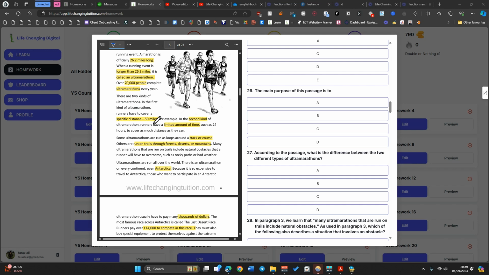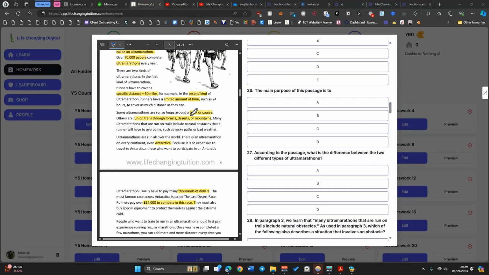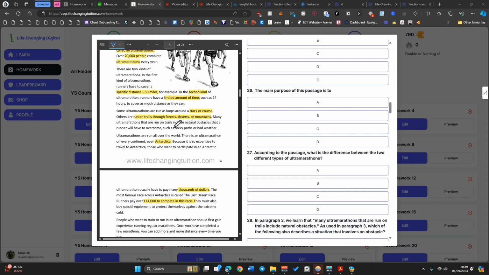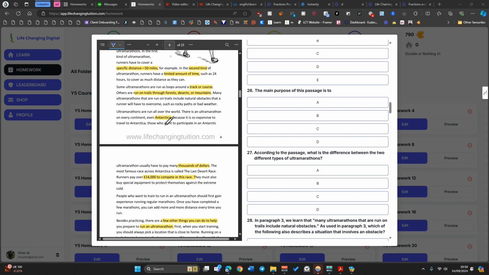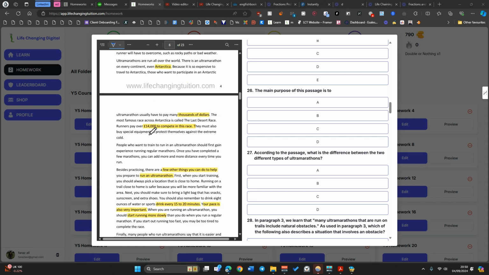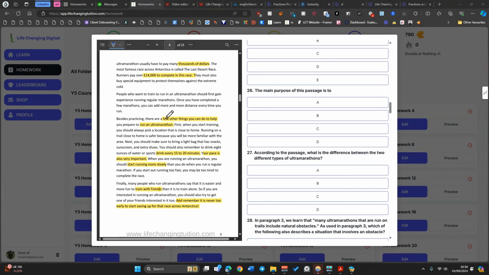There's a specific distance type, which is 50 miles long, for example, or a limited amount of time marathon, where it's just a time limit, right? Also a track or course. It can be done on either of those. It can be run on trails, forests, deserts and mountains. There's one that's in Antarctica, which is very expensive to go to. Runners can pay over 14k just to compete in one of these races, which is called the Last Desert Race, it looks like, the Antarctica one.